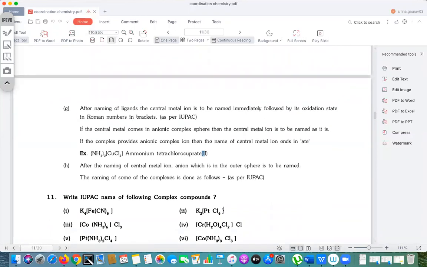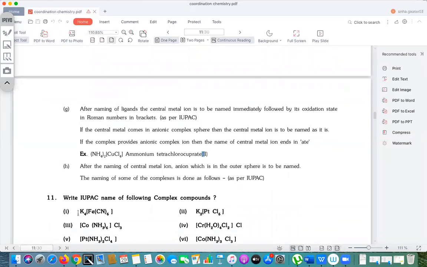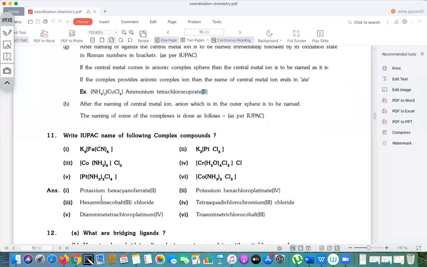See this one, K4[Fe(CN)6]. The positive part is potassium, so potassium hexacyanoferrate. It is a negative ion, so ferrate. What is the oxidation state? +2, so we'll write +2 in Roman numerals: potassium hexacyanoferrate(II). You see +2 here.